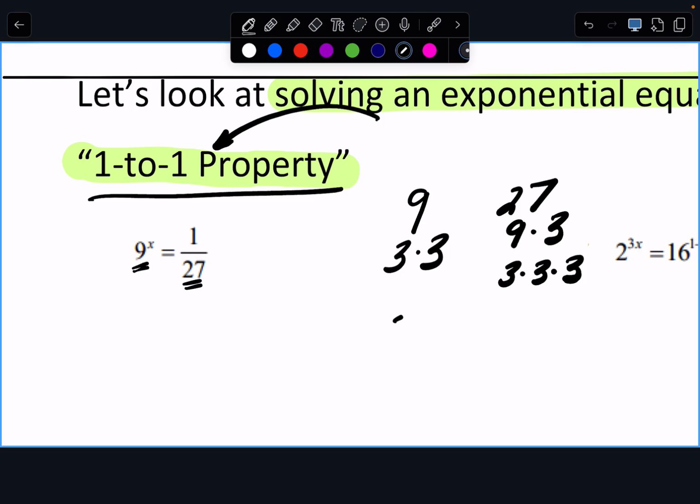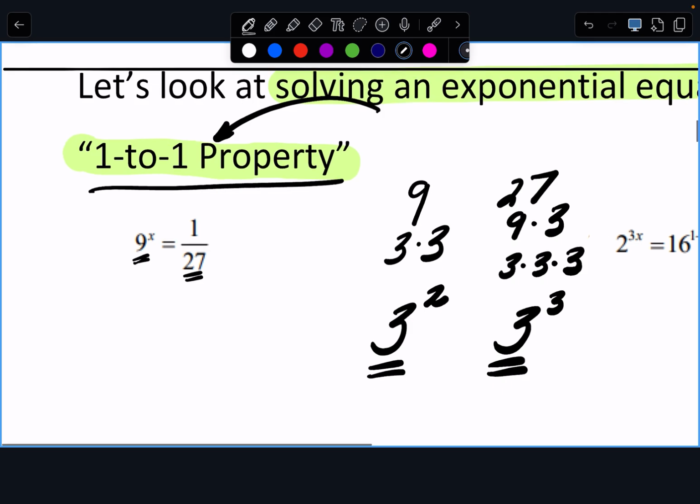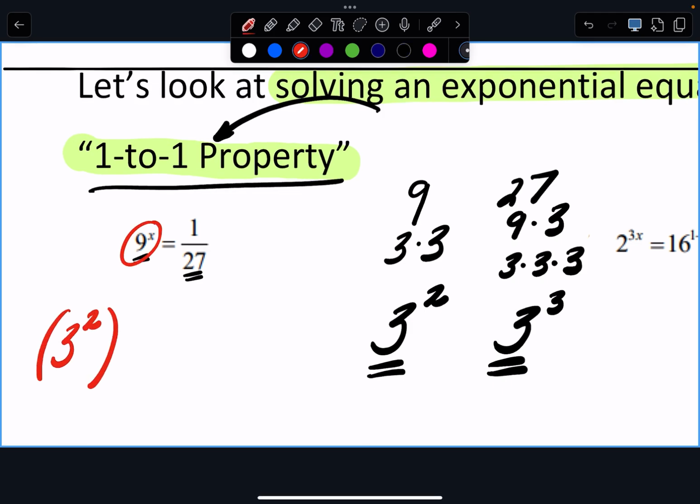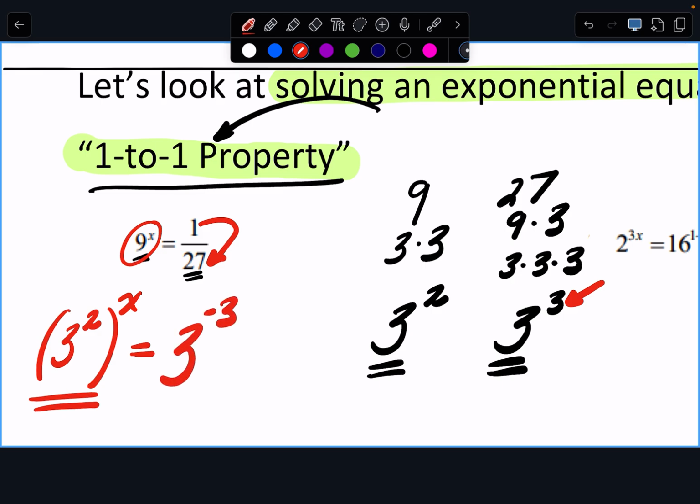So notice 9 is 3 squared and 27 is 3 cubed. Do you guys see how it's the same base? Then you can solve by what's called the one-to-one property. If you write both sides as the exact same base, you can just solve using the exponents. So let's rewrite this. 9 is 3 squared, so we have 3 squared raised to the x power. Isn't that just 9 raised to the x, everyone? It's more strategic. Now, because there's a fraction, what do we have to do with our exponent here? Flip it. Make it negative. You're right. 3 to the negative 3.